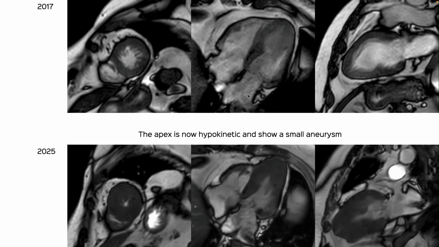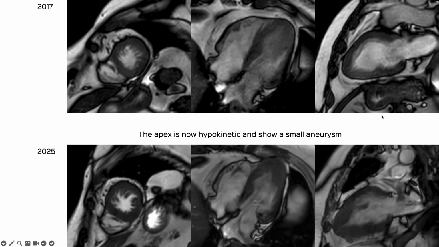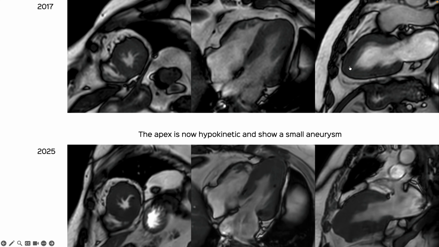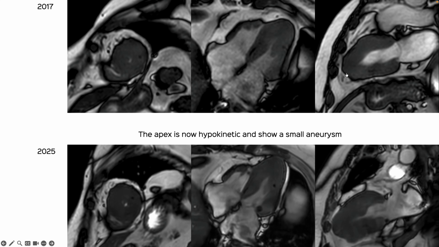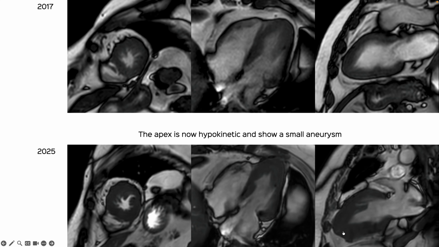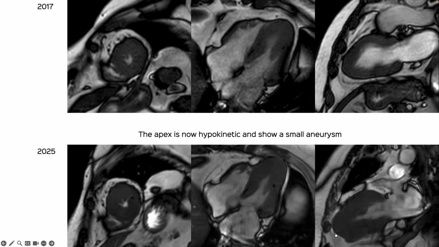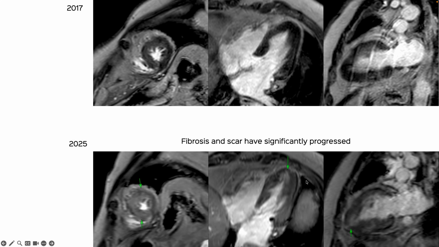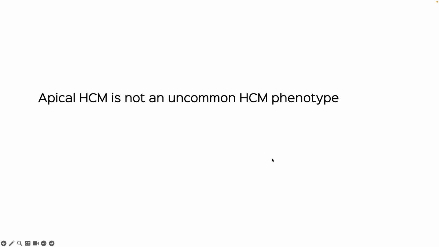So if you compare this, you can see that here. Just see the two chamber and the difference. This is a hypercontractile apex in 2017. This is now severely hypokinetic with a small aneurysm here. And if you look at the fibrosis, the significant fibrosis in the apex and then this small aneurysm here.